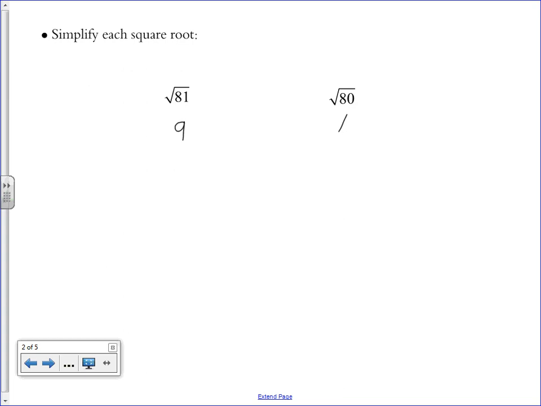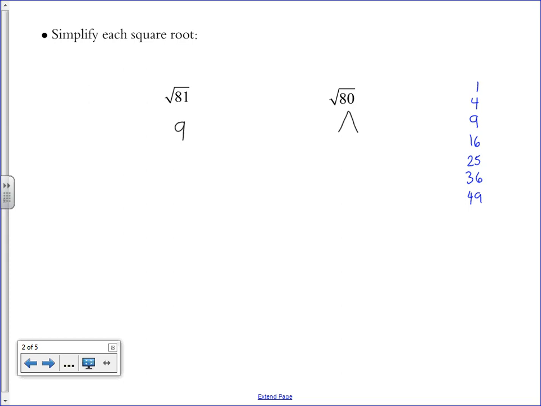The simplest way to do it is to break 80 into 2 of its factors, and one of the factors has to be a perfect square. So if it helps you to have a list of your perfect squares, you can always write down 1 squared, 2 squared, 3 squared, 4 squared, and so on. You're looking for one of these numbers that goes into 80. So one of these numbers that is a factor of 80.